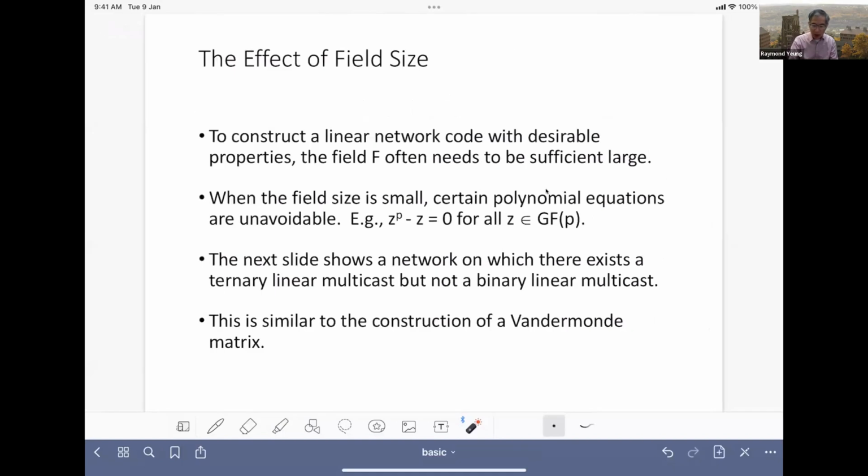So I'll skip some of this discussion. The only thing that I want to say is that in order to be able to construct a linear multicast, you need a sufficiently large field to do the job. It's very much like, if you're familiar with classical algebraic coding theory, in order to construct a random number matrix such that you would have sufficient linearity among the columns of the matrix, you need a sufficiently large field. If the field is too small, you cannot construct a random number matrix of the desired size. So similar to that flavor.